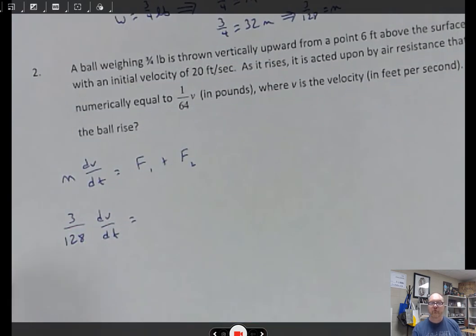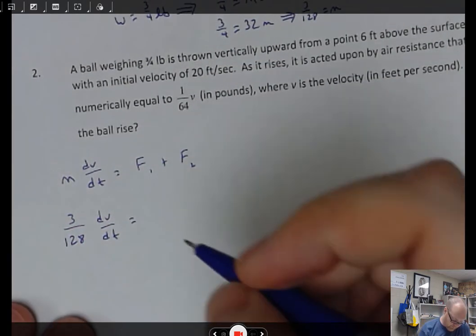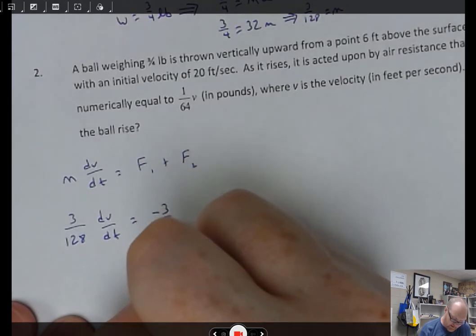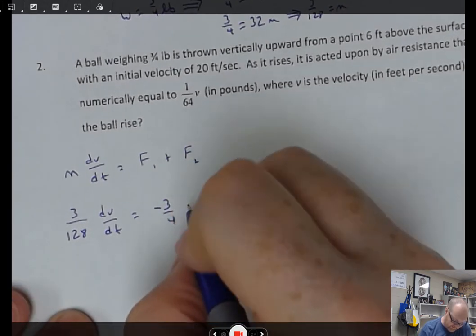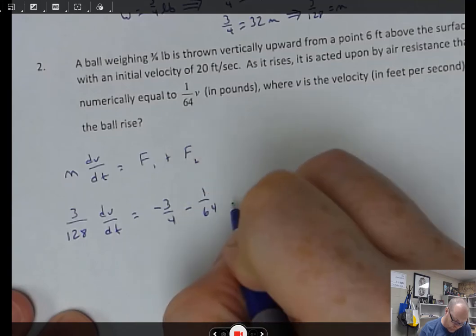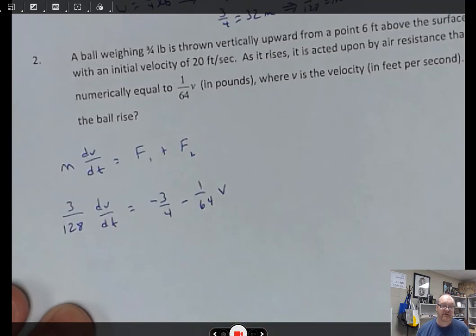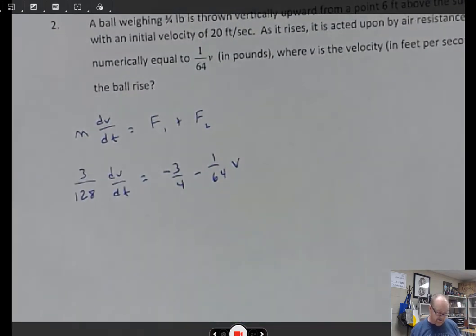But that first force, the ball is thrown upwards, so a negative 3/4, and air resistance is acting upon that, and so a negative 1/64 times v. So see if you can solve that problem. I'll have some solutions for that later in the week.